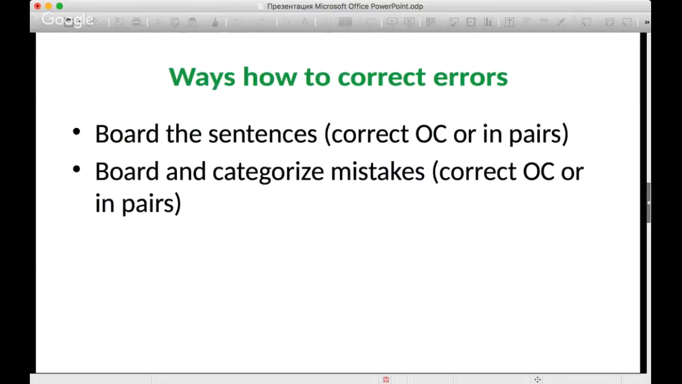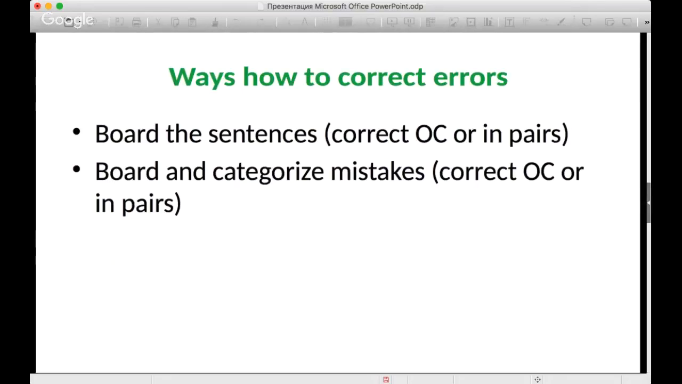The first way, and the easiest one that we usually do in our lessons, is to board their wrong sentences. So you just write them on the board, ask students to work with you open class, or give them time to work in pairs. They decide which sentences are correct and which are not. And then open class, you get their feedback and you discuss it open class.